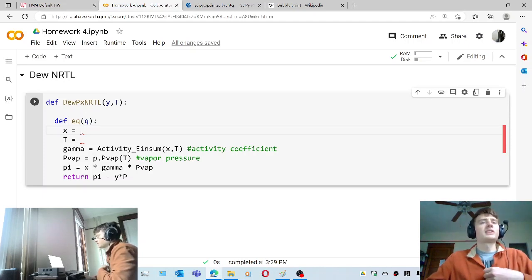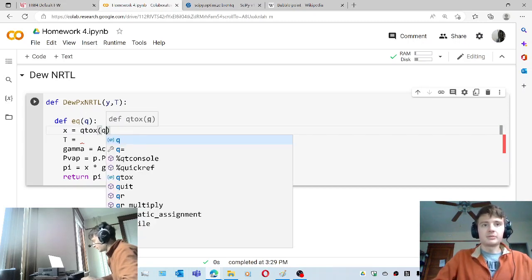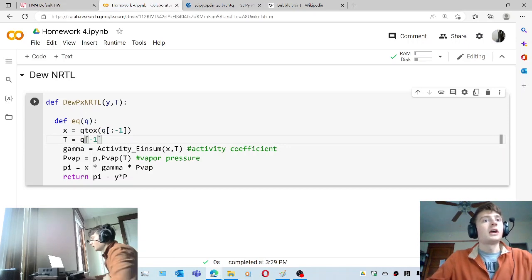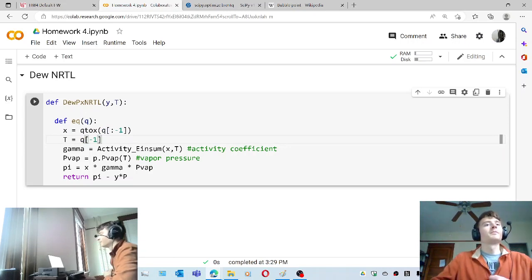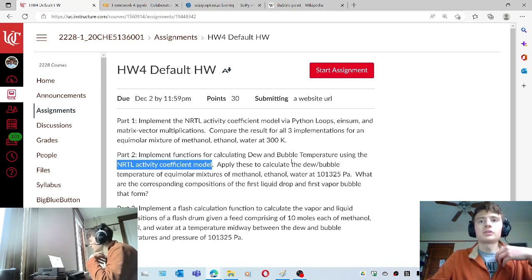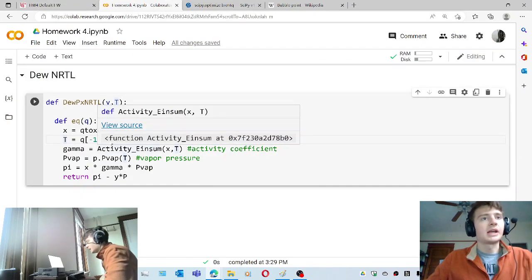So I'm going to say that x is just going to be q to x of q, but it's not going to be all of q, it's going to be all the values of q except for the last one, because this last value of q I am going to use for the temperature, to pass the temperature into the function. So that is the dew pressure. Let's see, is that what I'm trying to... Yeah, okay, that's what I need to start out with, the dew pressure. Yeah, I'm doing that correctly.